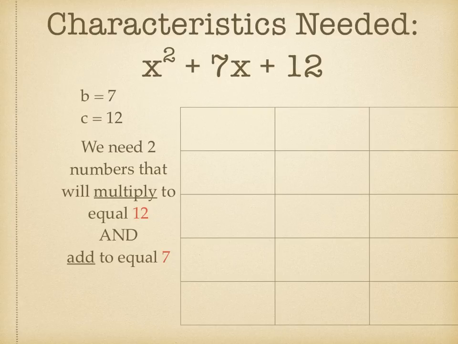We already know that 3 and 4 are our values because we saw in the previous example that x plus 3 and x plus 4 were our binomial factors. But we're still going to work this one through to see where that came from.